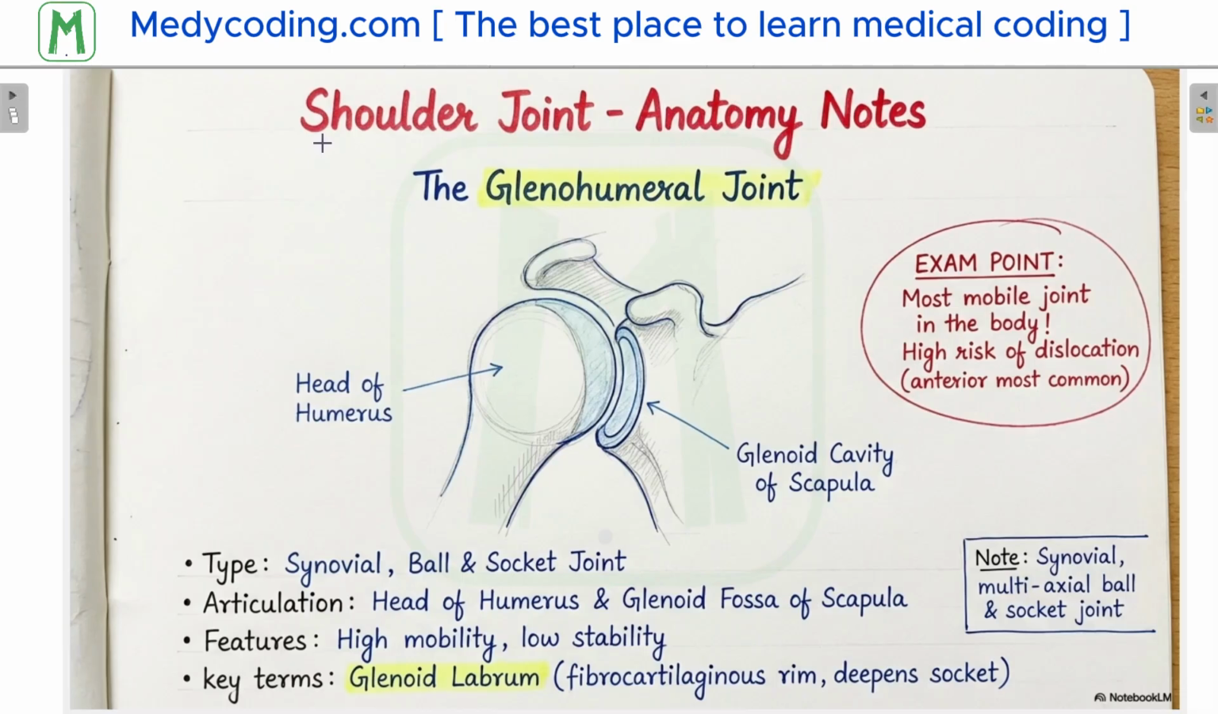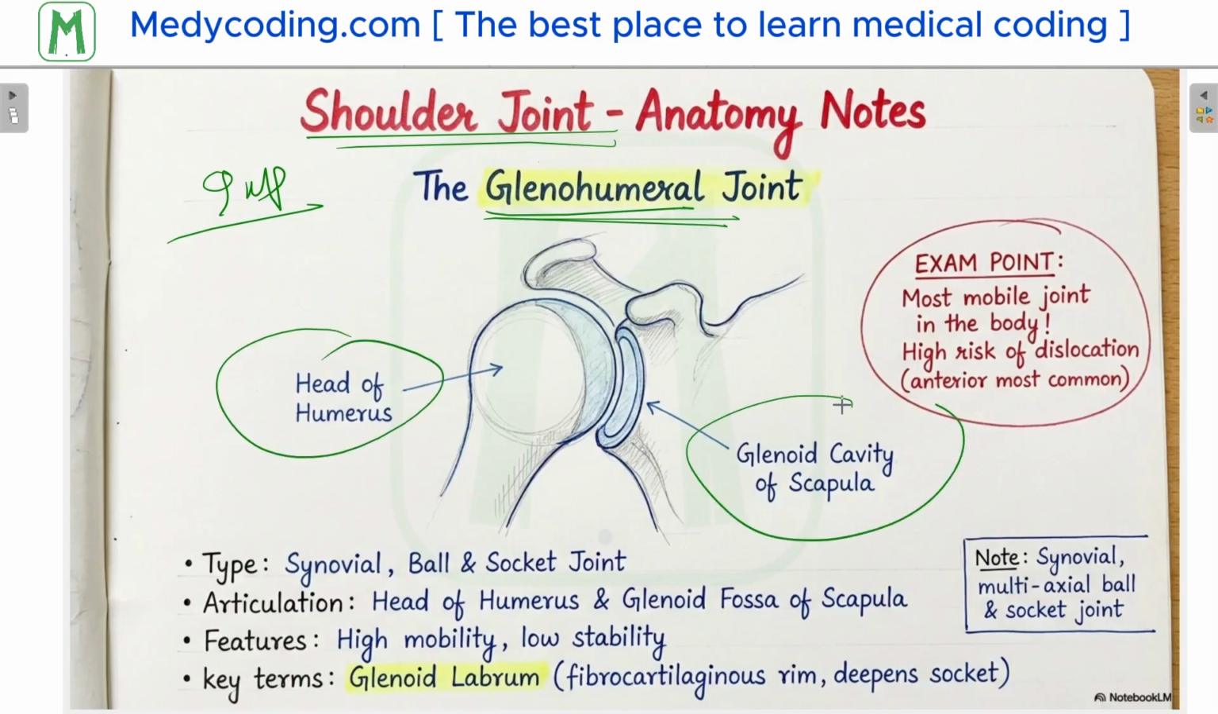So this is the lecture for the shoulder joint, and this is a very important joint, like the hip and knee. So let's get started. The shoulder joint is also known as the glenohumeral joint, because the humerus bone and the glenoid cavity combine to form a joint, that is the glenohumeral joint.